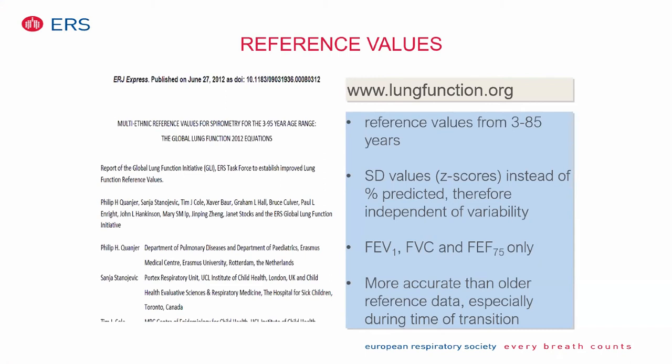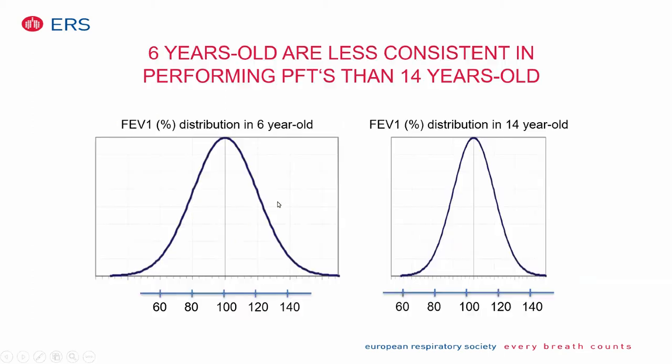And the new reference values that you basically should now use if you perform spirometry will give you mainly standard deviation values for your patients, or Z-scores for a group population, instead of percent predicted, because this abrogates the problem of the variability that you have between populations. And I try to show you why this is so.